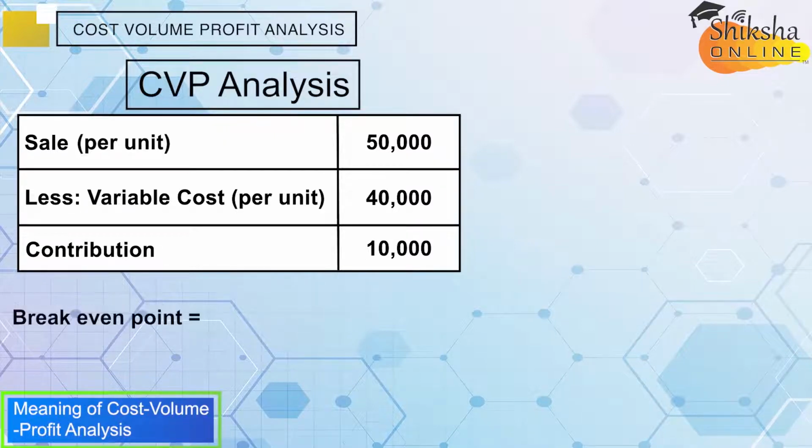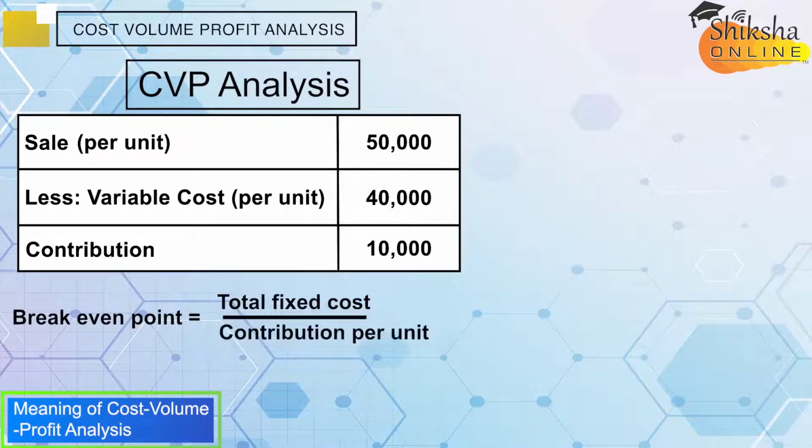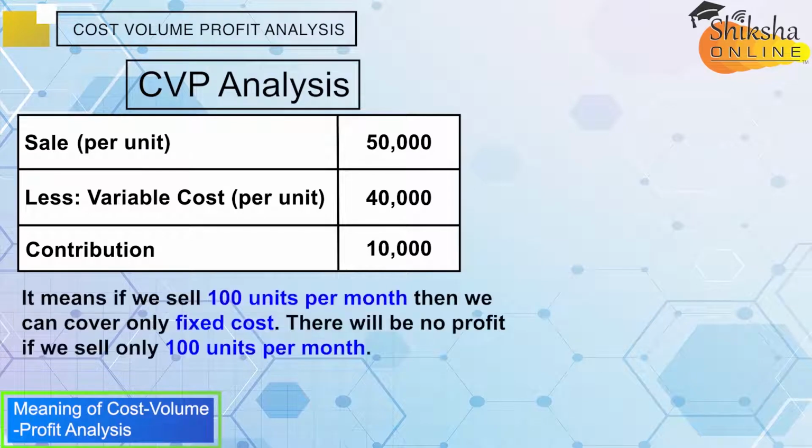Break even point we will calculate. We have one formula, that is total fixed cost divided by contribution per unit. Here total fixed cost you can see is rupees 10 lakh which we are paying as rent of a shop, and contribution we have calculated, you can see on screen, rupees 10,000. If we divide total fixed cost by contribution per unit, then we get answer 100 units. It means if we sell 100 units per month, then we can cover only fixed cost. There will be no profit if we sell only 100 units per month.